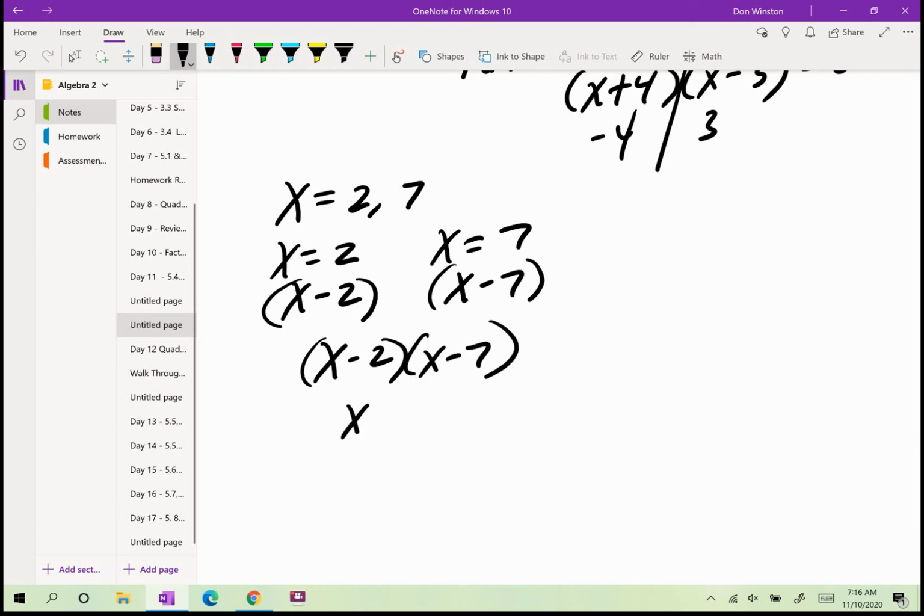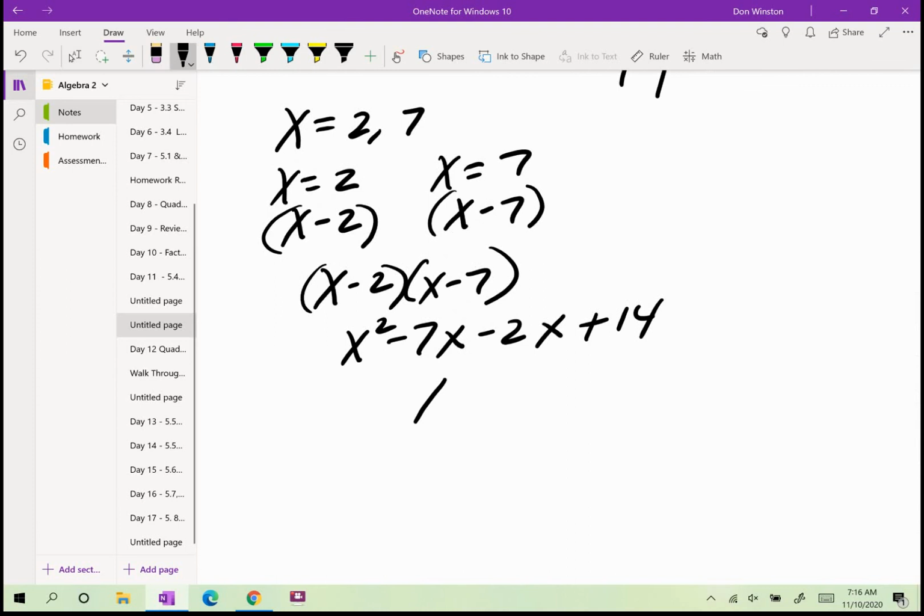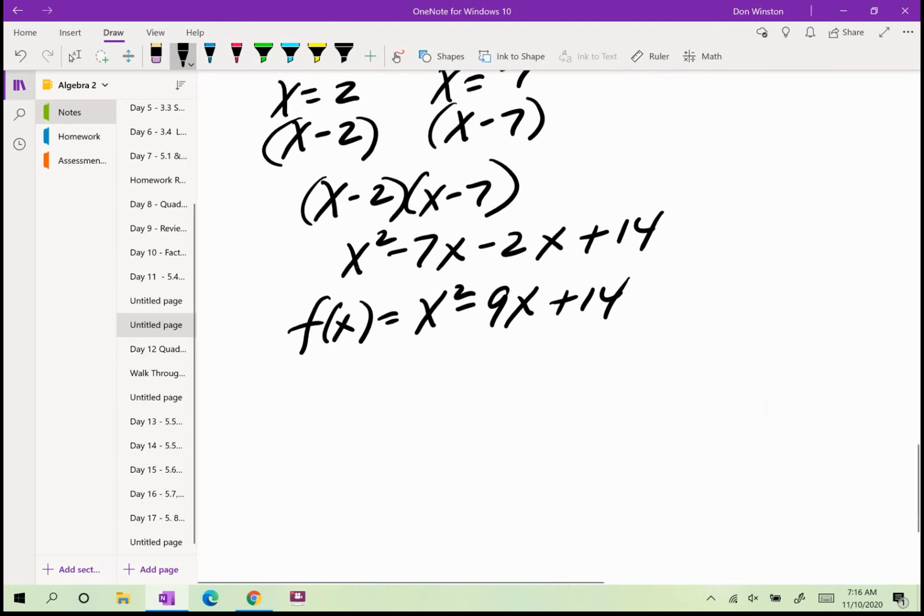So x times x is x squared, x times -7 is -7x, -2 times x is -2x, and -2 times -7 is plus 14. Combine my like terms, and I would get x squared minus 9x plus 14. So that would be my quadratic function that would have zeros of 2 and 7. And then lastly, I'll just do one more.